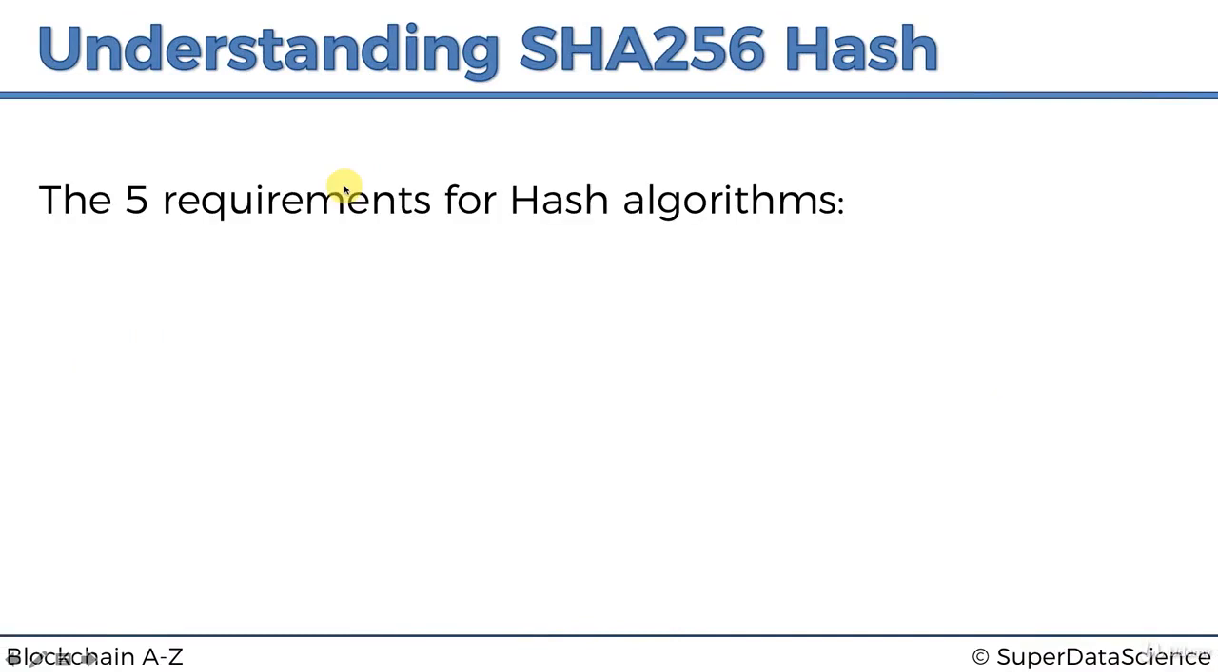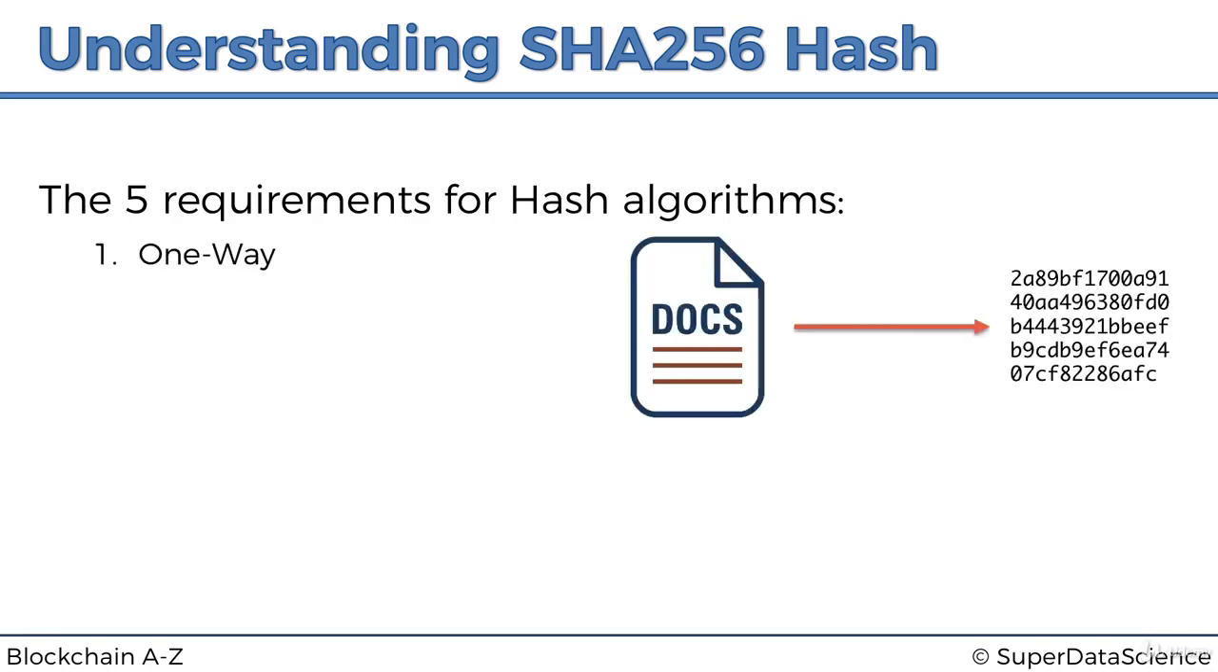Okay, so the 5 requirements for hash algorithms. SHA256 is not the only one. There are other algorithms, SHA3, and you could come up with a hashing algorithm yourself. However, there are certain requirements for it to be useful. Number one is it has to be one way. Basically, that means you cannot go backwards. You cannot go from the hash to the document. So you cannot restore or reverse engineer the document based on the hash.